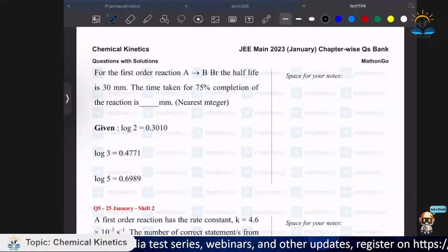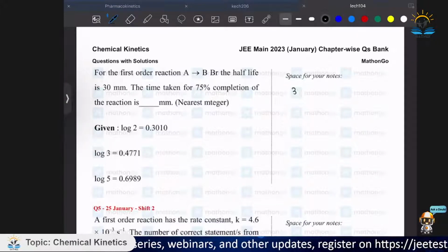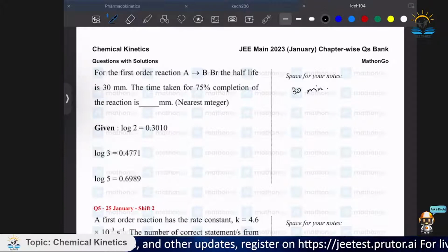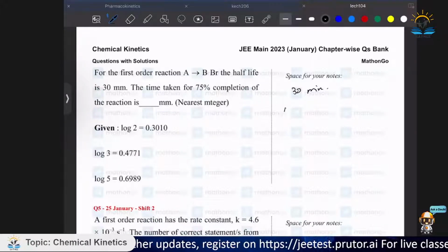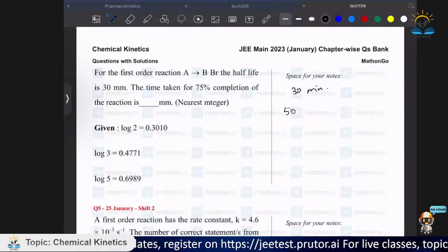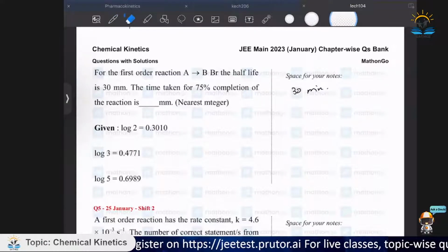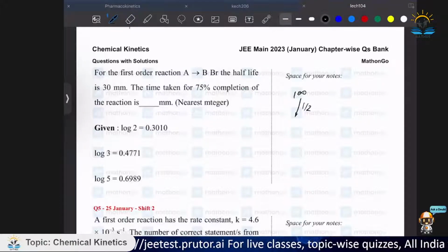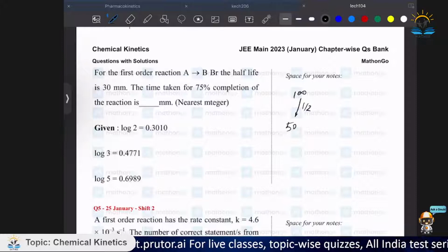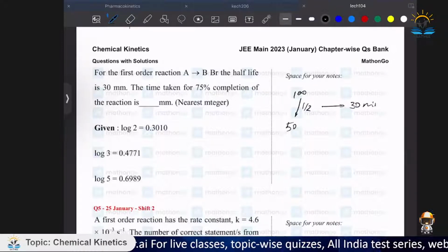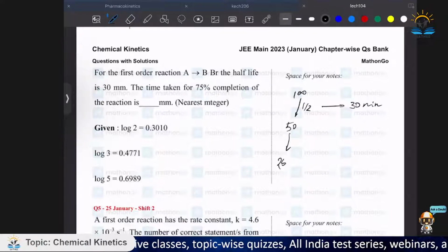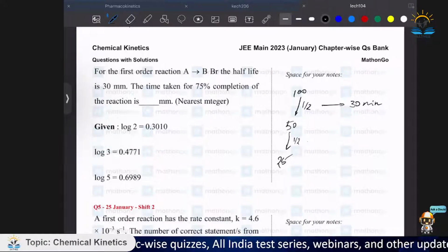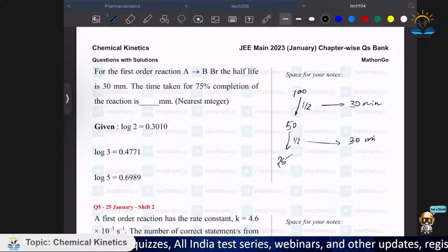This is the first order reaction. Half-life is 30 minutes, very easily we can say that suppose we have 100 reactant molecules, for it to become half you needed 30 minutes. Now 75% completion means 25 of reactant is left. So which means half of 50, how much time it will take? Same, 30 minutes.